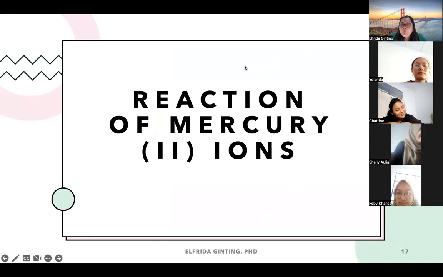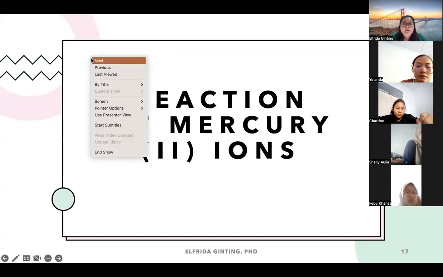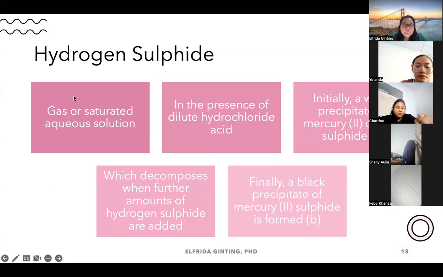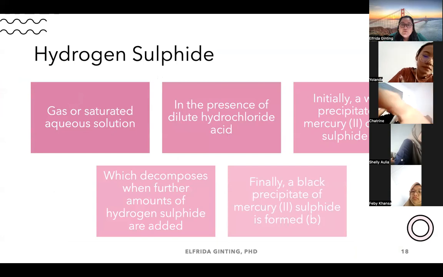let's see how we can identify mercury 2 ions. So the next slide will explain the reaction of mercury 2 ions. Now, remember, at the beginning, the group reagent will be hydrogen sulfide, and the hydrogen sulfide can be in the form of gas or saturated solution.